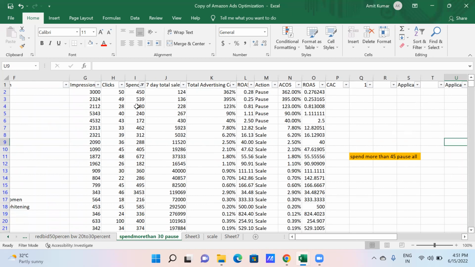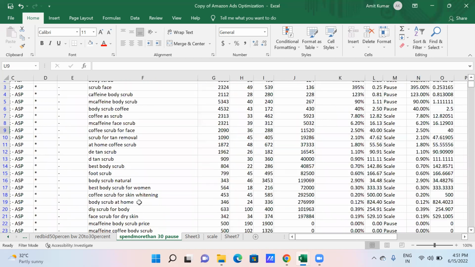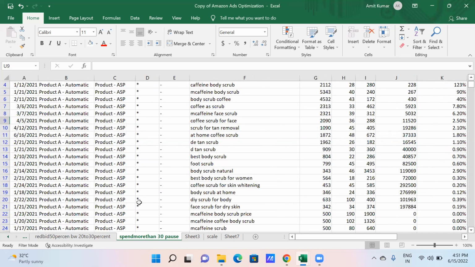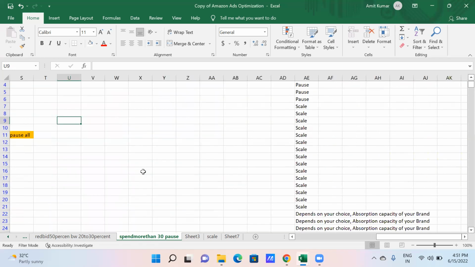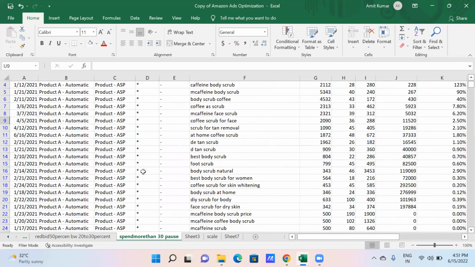So I put a filter, greater than 45. All these campaigns that you see, we have to pause all of these.